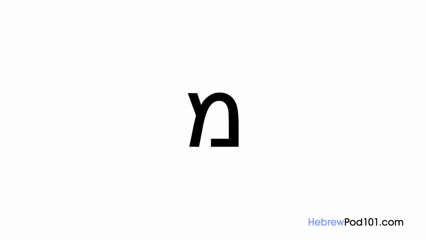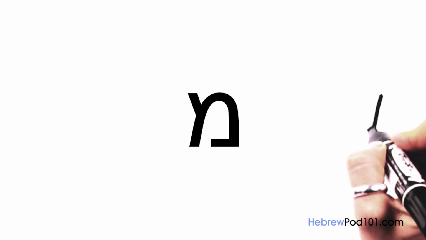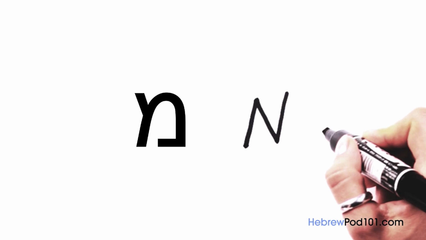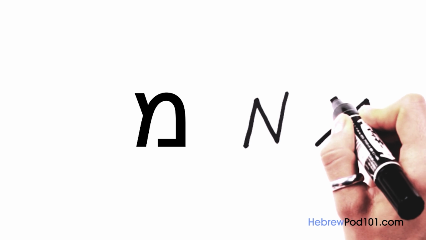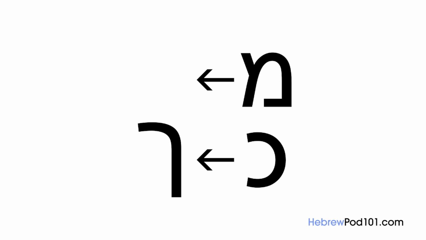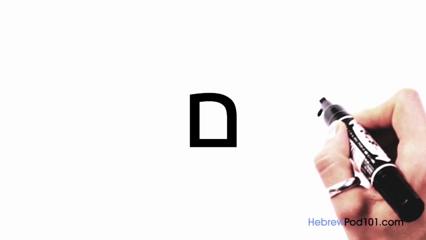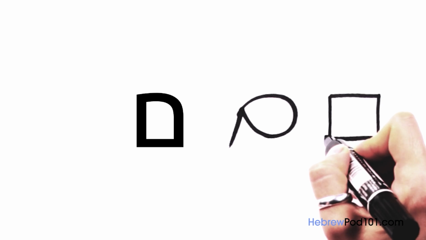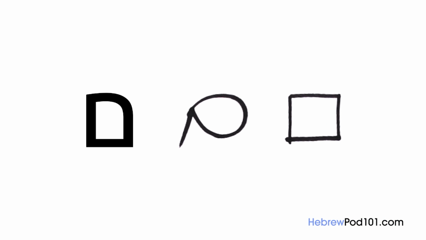The next letter is mem, and it has an "m" sound. In handwriting, mem looks like this. Mem. And in print, mem. Mem changes when at the end of the word, just like in the previous lesson, chaf. It looks like this. Mem sofit. And in print, mem sofit. You might say it looks like a square.